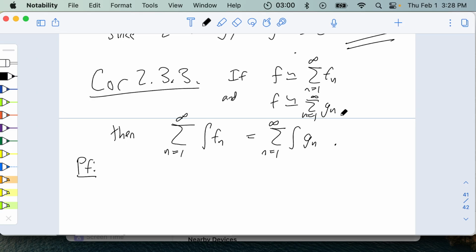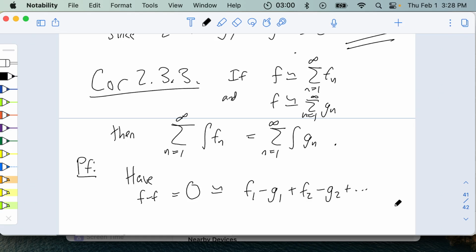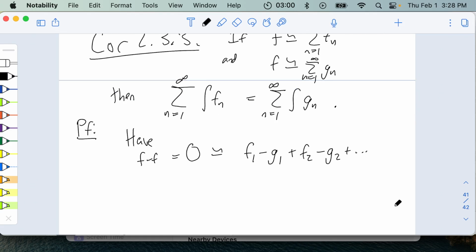If the sum of the fn's and the sum of the gn's are the same, then we have that 0, which is f minus f, is the same as f1 minus g1 plus f2 minus g2 plus ... So the sum of the fn's gives f, the sum of the gn's gives f, and they're the same. And so if you subtract it from itself, you get f1 minus g1, f2 minus g2, and this will all work out. You can check a and b if you want, but it's going to work out. So 0 is f1 minus g1, f2 minus g2.